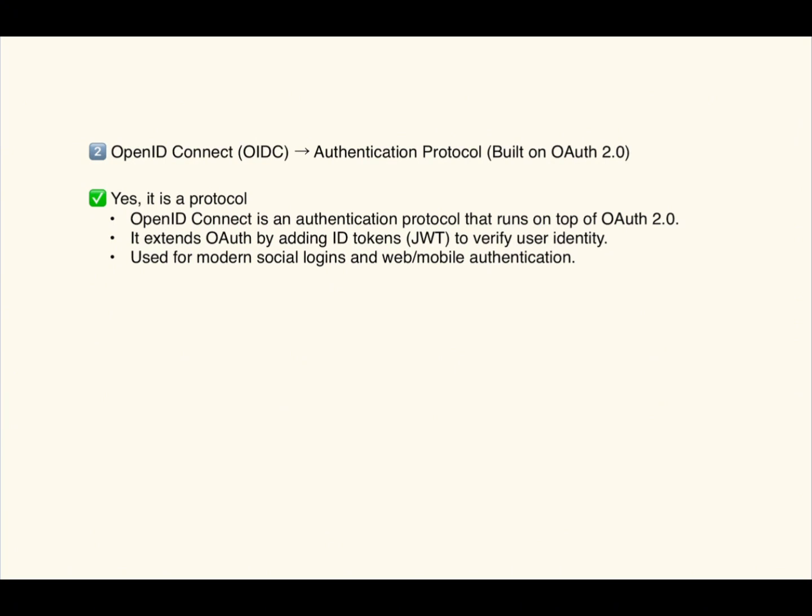OIDC is better for mobile, cloud, and web apps because it uses JSON instead of XML. And JSON, as we all know, is a lighter protocol as compared to XML. OIDC is easier and faster to implement as compared to SAML. SAML is mostly used in enterprise, corporate environments, while OIDC is used for consumer-facing apps, social logins, APIs, and mobile apps.